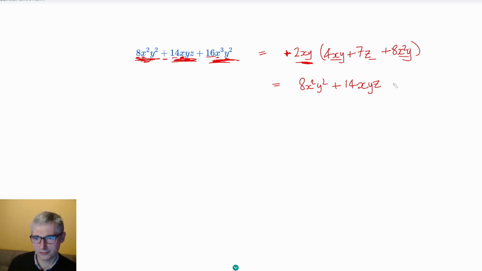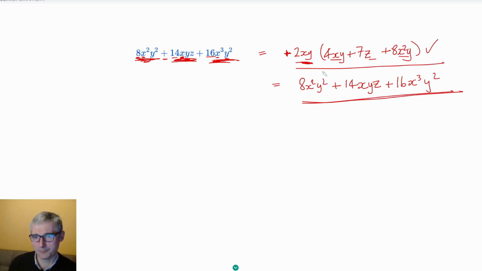So we're now looking at the final one. We've got the 2xy times the 8x squared y. So the number bit is 2 times 8, so that's 16. Then we've got x times x squared gives us x cubed, and y times y gives us y squared. And we can see that that is what we started with, so that means we were correct with this factorisation. So that was our correct answer.